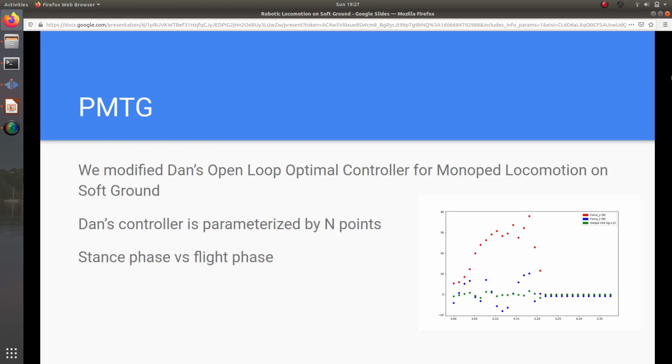Below on the right is an image of the planar wrench curves over time. The first half of the curves is the stance phase, and the second half is the flight phase.